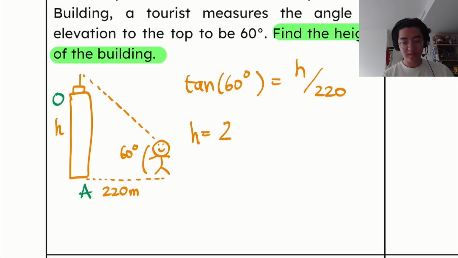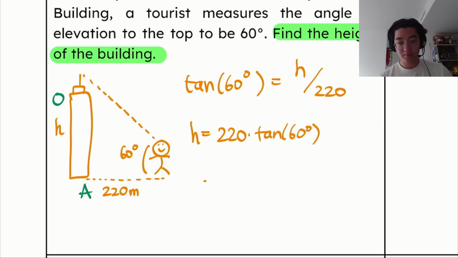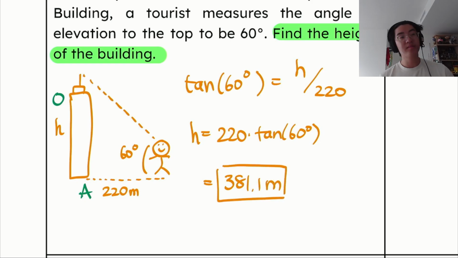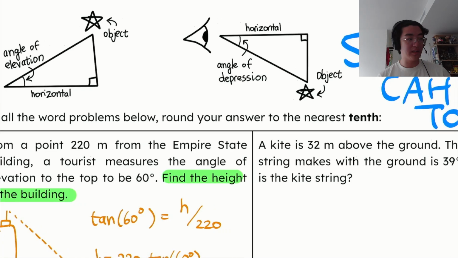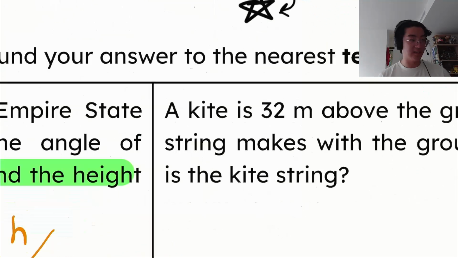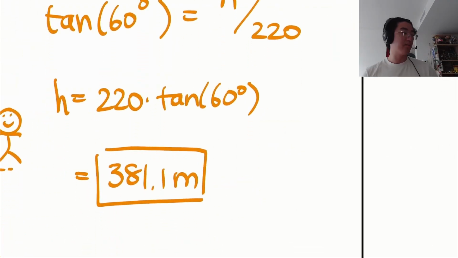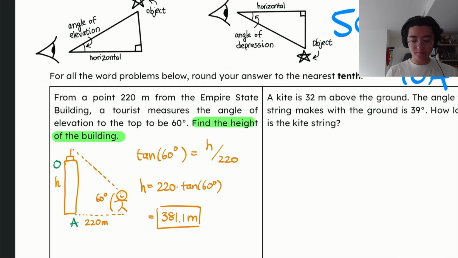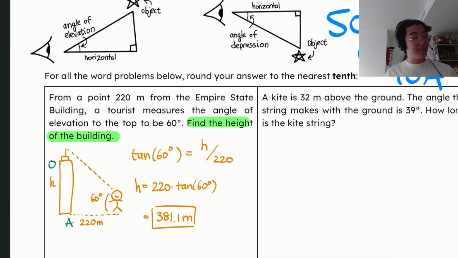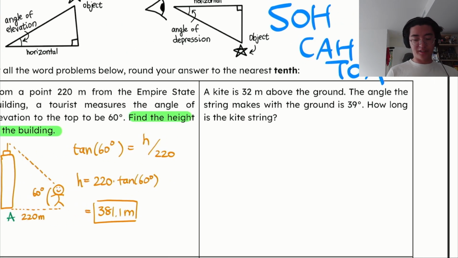h is just, we multiply both sides by 220. Put it in a calculator, we'll get 381.1 meters, which is around how high it actually is. Remember, we are looking to round all the answers to the nearest tenth, so we stopped at 381.1. If you got a different answer, that means your calculator is in radian mode. Make sure it's in degrees.